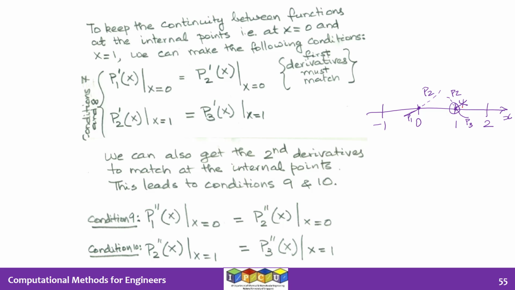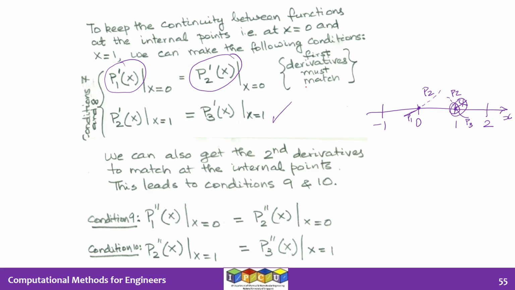Therefore, we are able to generate conditions 7 and 8, two more conditions. So the slope of P1 and the slope of P2 should match at x equal to 0, and the slope of P2 and the slope of P3 at x equal to 1 should exactly match. Two more conditions have been obtained. We require four more conditions.